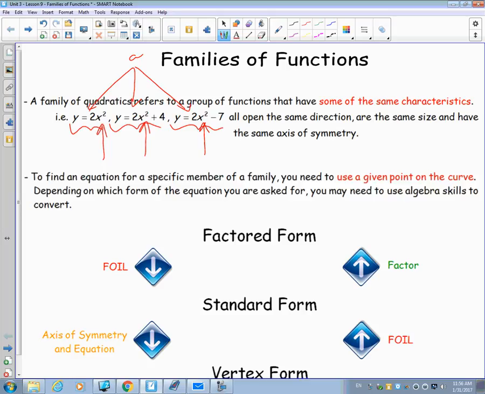We're going to look at trying to build equations today, which means we have to be able to solve for a. We also have to be able to work through the three different types of forms, because depending on the information we're given, maybe they give us the zeros, but we're asked for the vertex. Maybe they're giving us the vertex, and they ask us for standard form. So we have to be able to work through the three different forms.